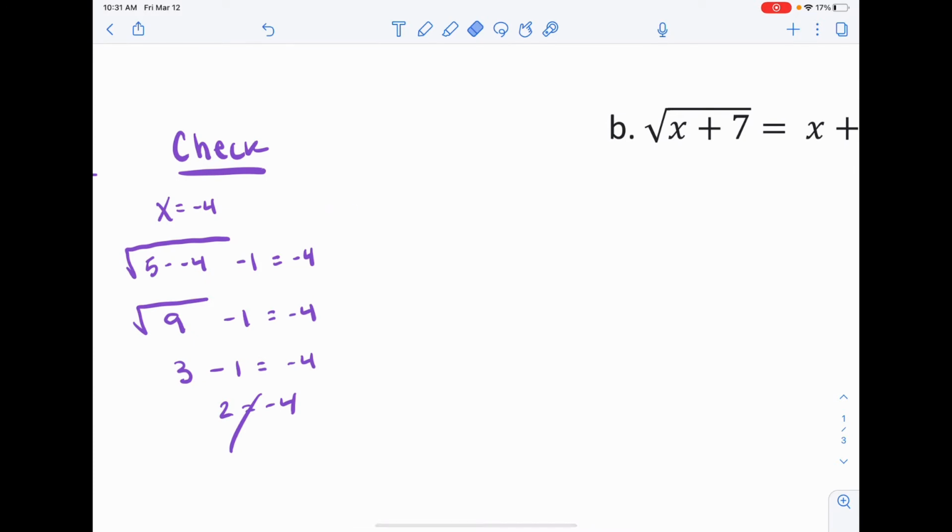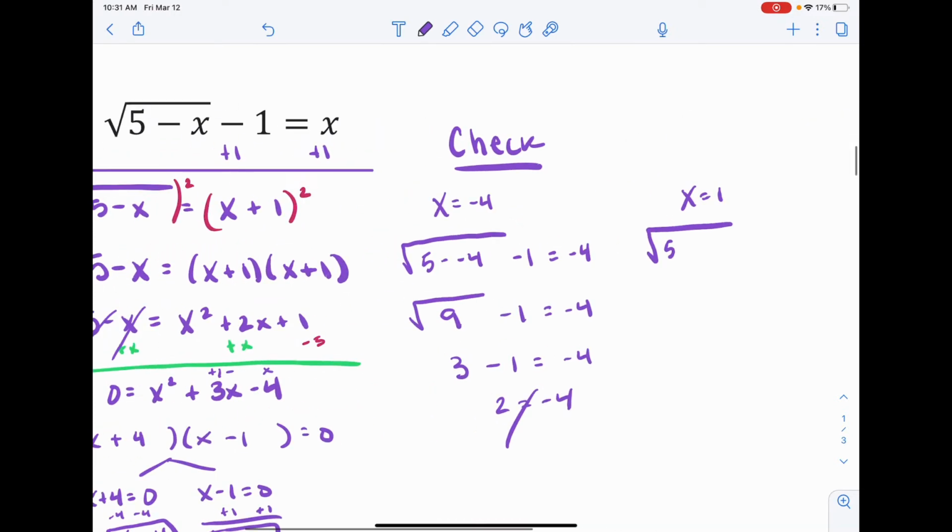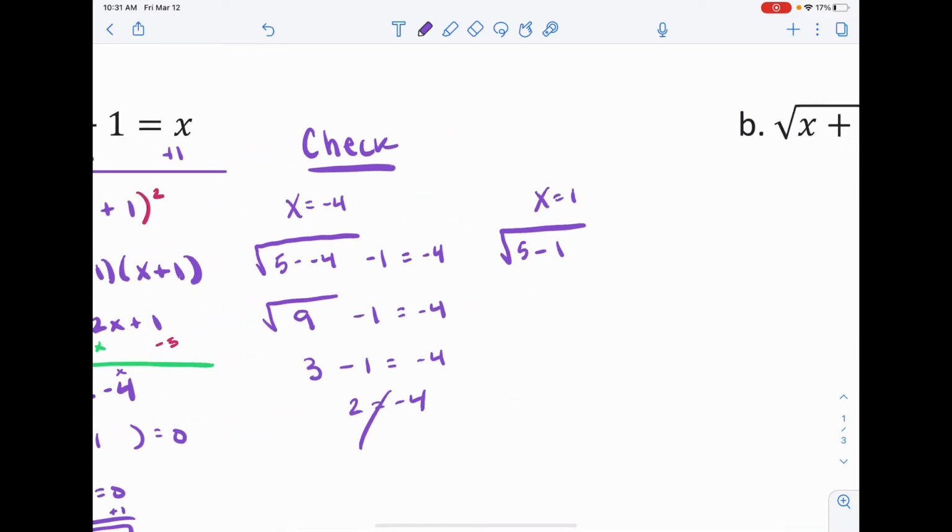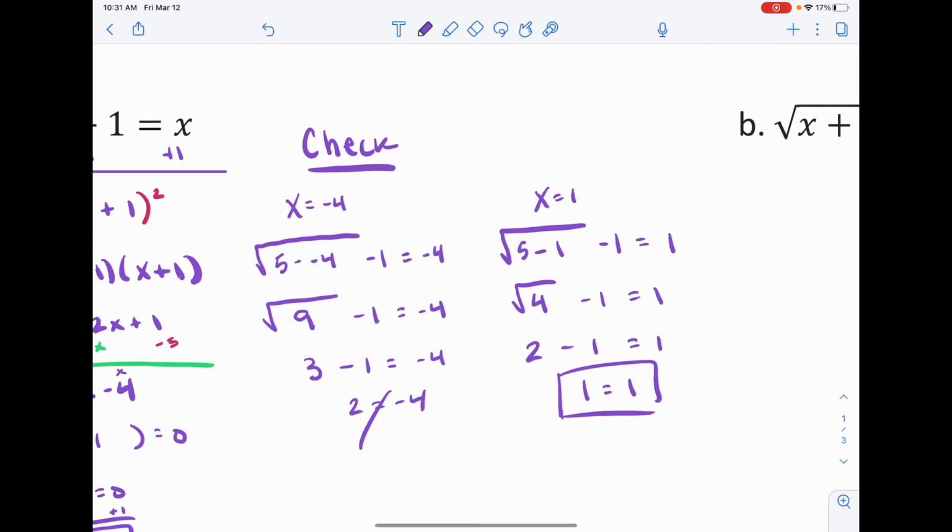And then I need a little more room here for x equals 1. So we've got the square root of 5 minus 1, and then minus 1 equals positive 1. 5 minus 1, that's the square root of 4. Square root of 4 is 2. 2 minus 1 is 1, so 1 does equal 1. So this solution does check out. So let's look at the next one.